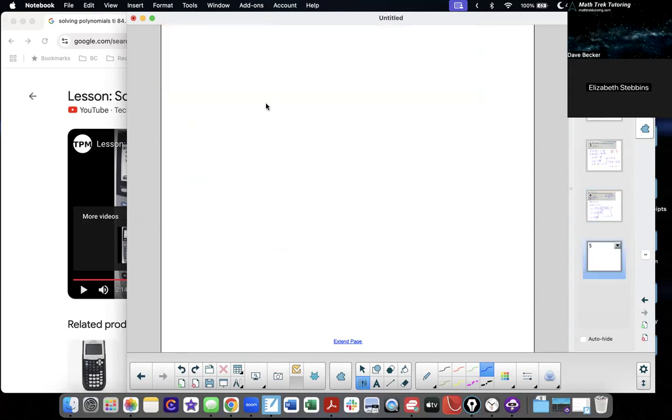Like the square root of 12, we can write as the square root of 4 times the square root of 3. And since we pick a perfect square, because we could also write it as the square root of 6 times the square root of 2, couldn't we? Yes. Okay, but the square root of 4 is a perfect square, so we can write it as 2 root 3, because the square root of 4 is 2. Are you with me?